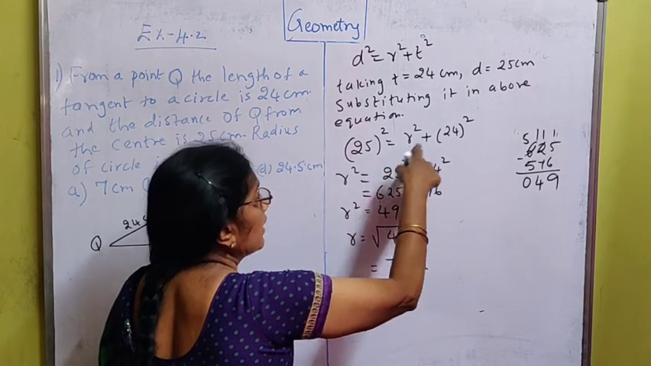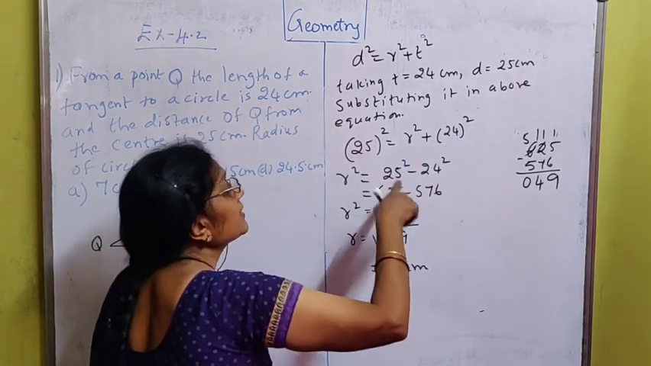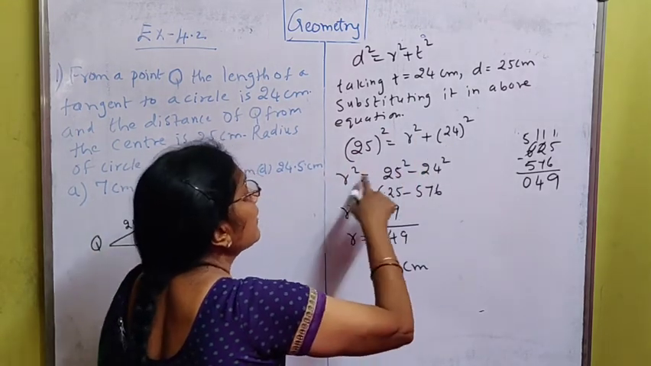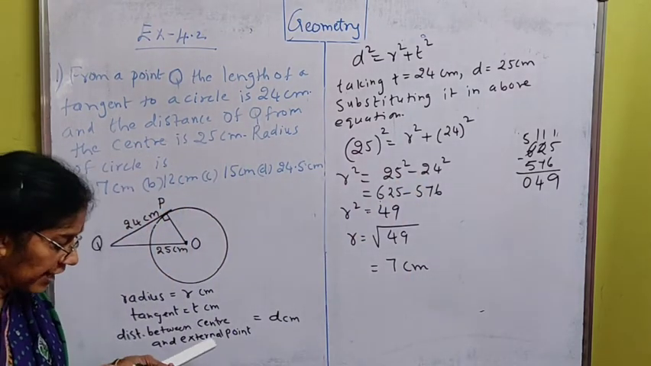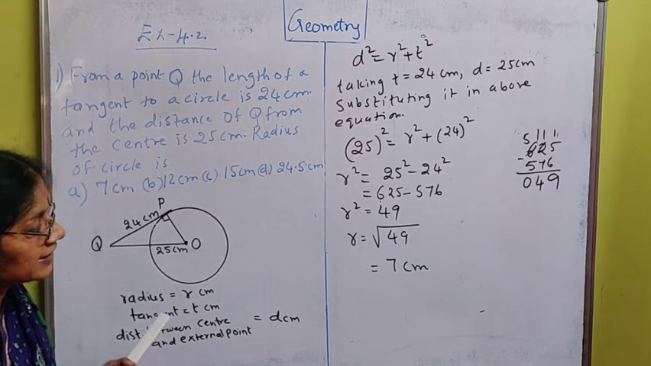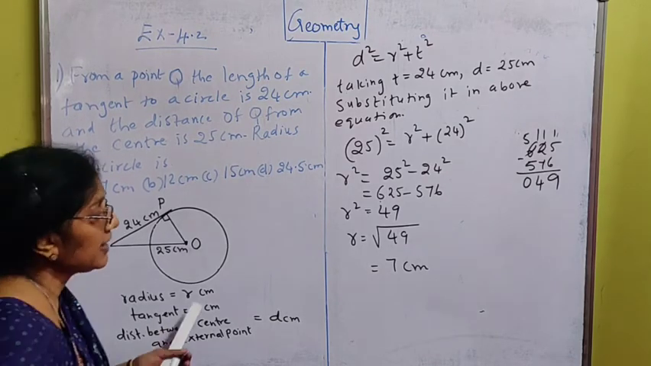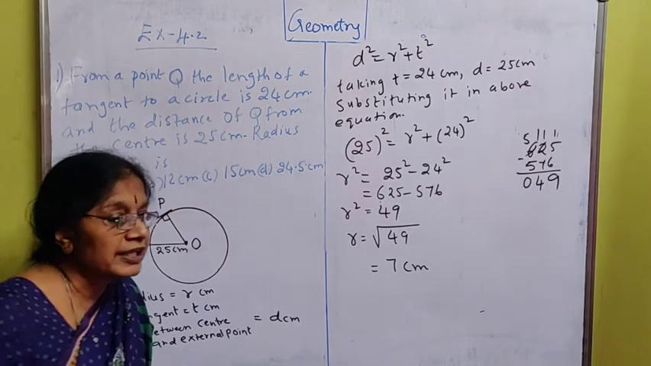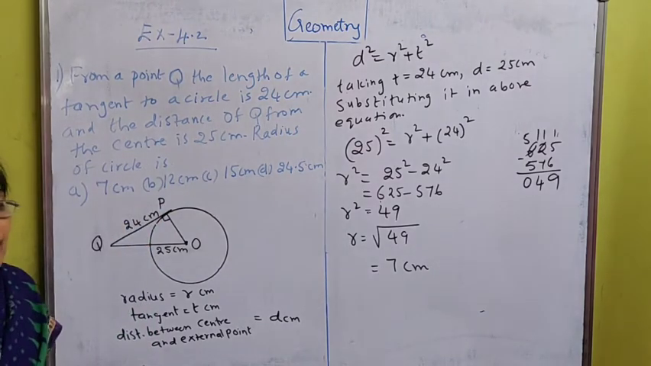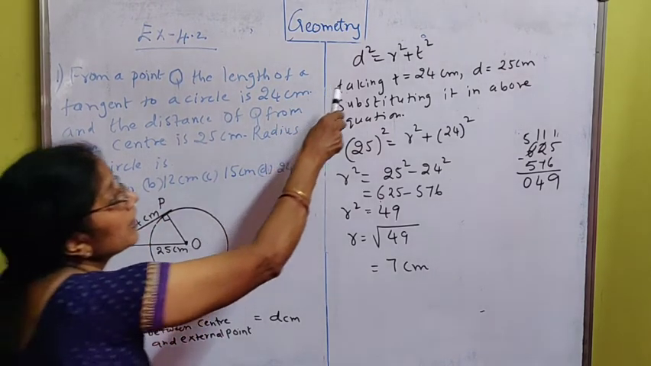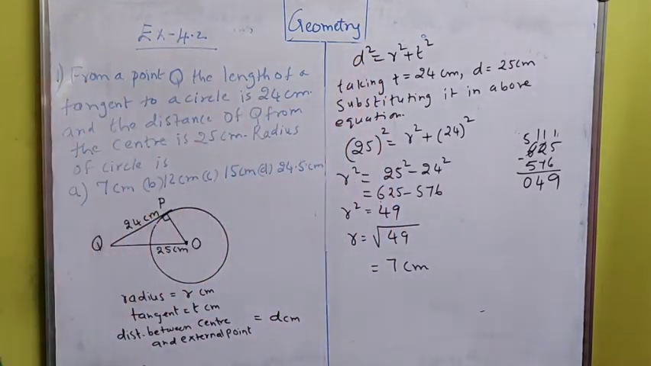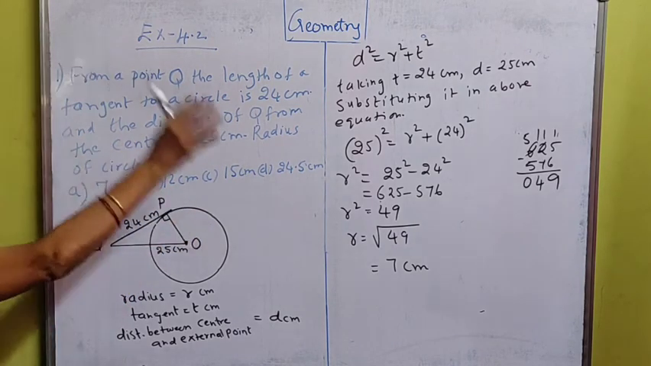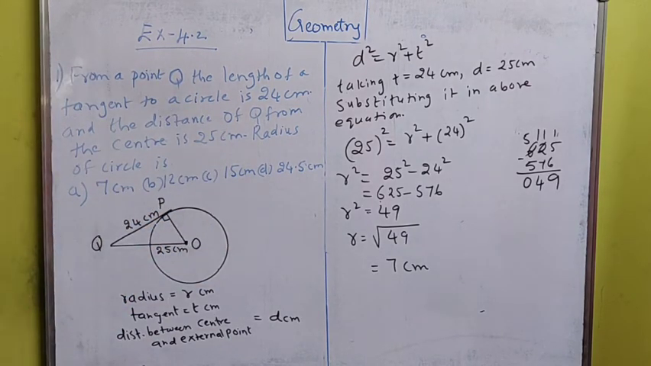So r square I have to find out. I will bring 24 square to the other side, it will become minus. So r square is equal to 25 square minus 24 square. What is 25 square? 625. What is 24 square? 576. 625 minus 576 is 49. r square is equal to 49, so r is equal to root of 49, so r is equal to 7 centimeter. So remember this formula: d square is equal to r square plus t square. Whenever sums like this are given, you have to use this formula only.